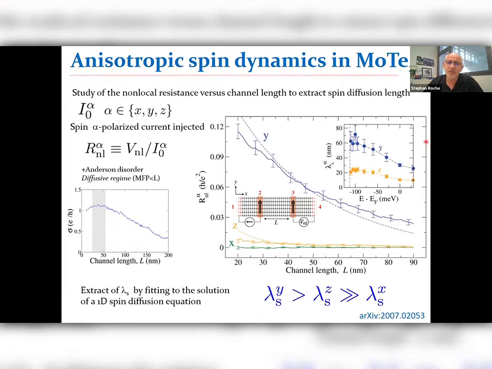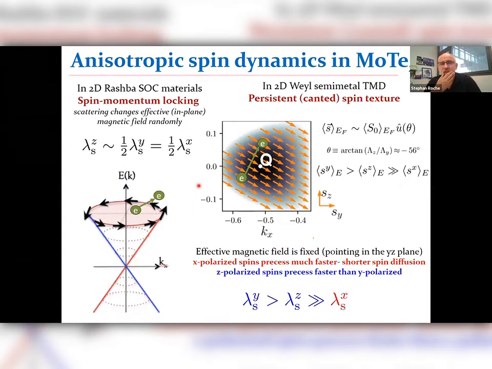Okay. We also studied the evolution of the spin lifetime and spin diffusion length as a function of the energy, and find that there is a tendency to increase when you get closer to this band edge. So we could make a very complete analysis of this phenomenon and relate this modification, this anisotropic spin transport property, to the spin texture.